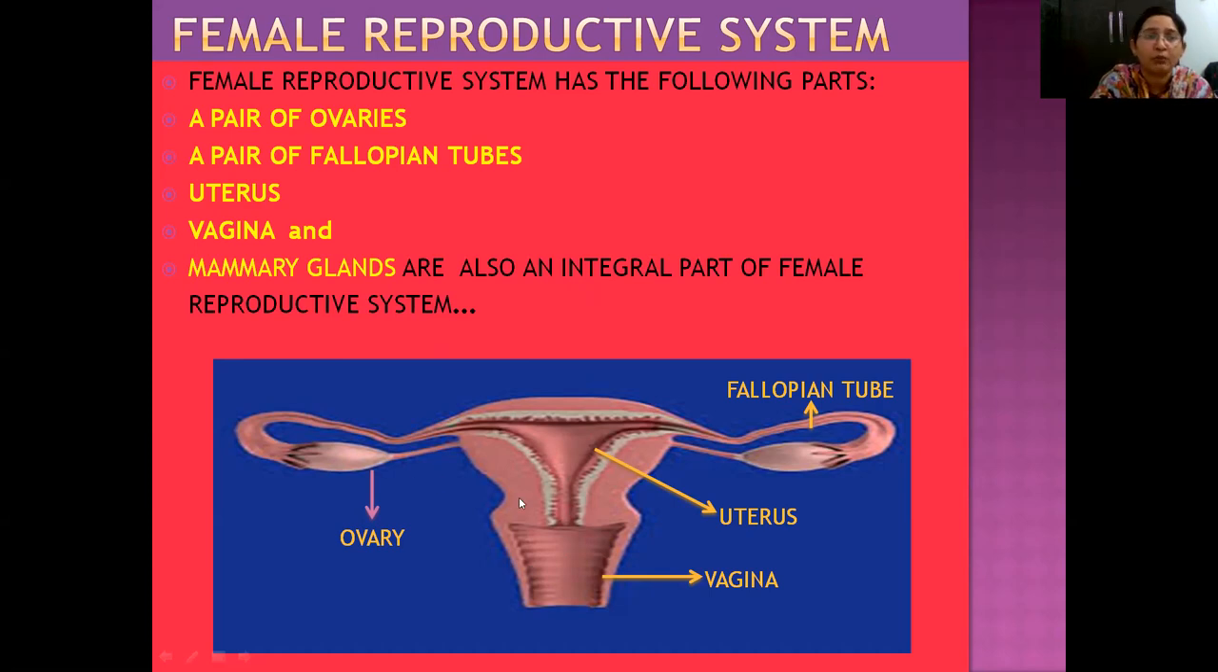So the female reproductive system involves five parts, children. First, two ovaries are present on either side of the uterus. A pair of fallopian tubes are attached to the uterus and adjacent to the ovaries. There is one centrally located uterus, and the vagina, which is located inferior to the uterus. And there are also the mammary glands, which are not connected to the rest of the reproductive system, but are also a part of it. I hope you have understood what parts are involved in the female reproductive system.